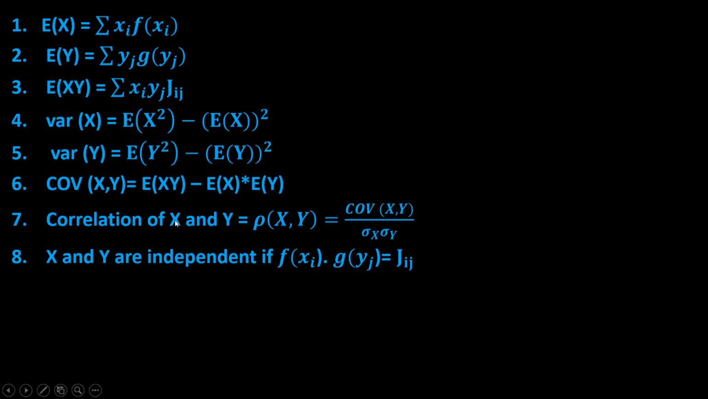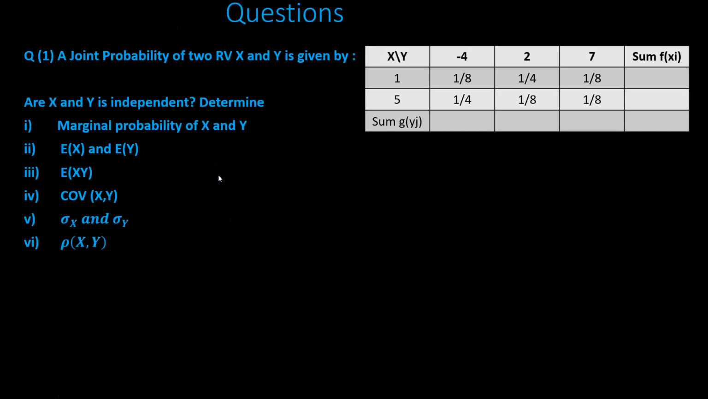Let us quickly jump to the problem, and I will explain each and every concept. This is one problem I have taken from the question bank itself. A joint probability of two random variables x and y is given. So this table is given to you. Now let us understand the table.